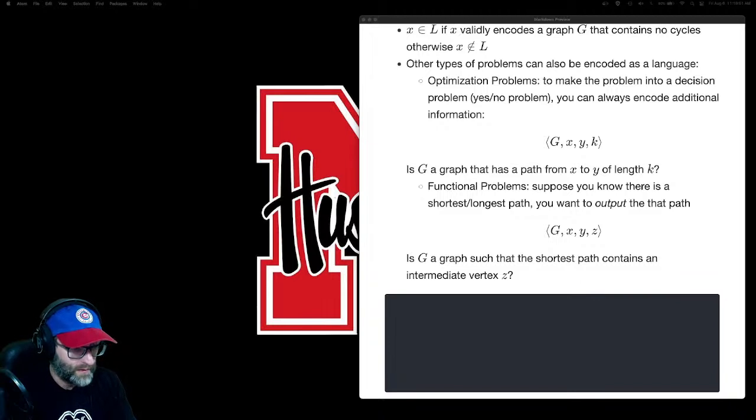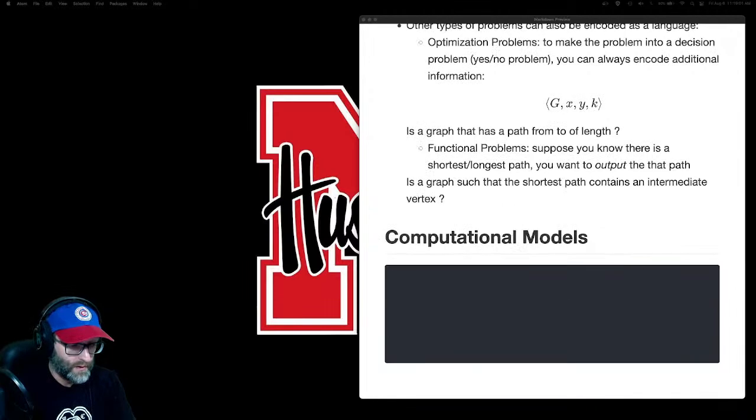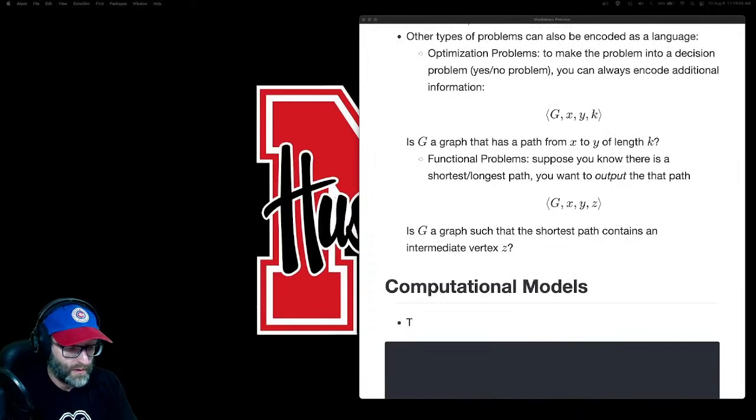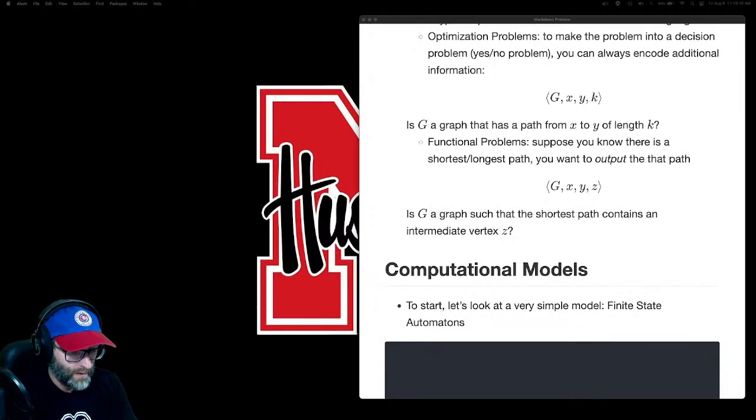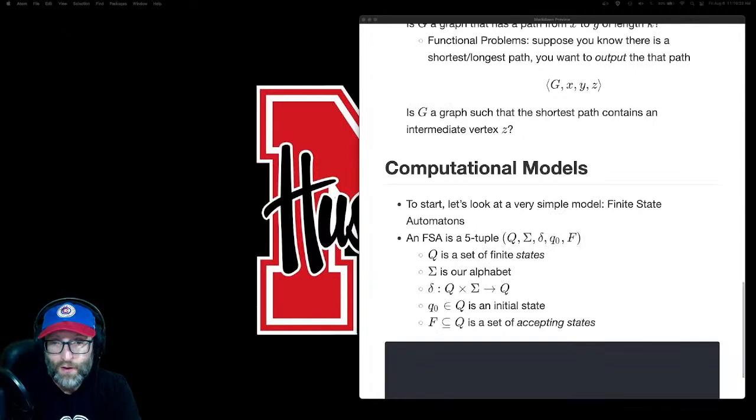All right. So we now have a basis for which we can start talking about computational models, right? So to start out with, let's look at a very simple model called finite state automatons. I don't want to write all this math, so I'm going to go ahead and cut and paste it. There we go. So an FSA, or finite state automaton, is a 5-tuple.